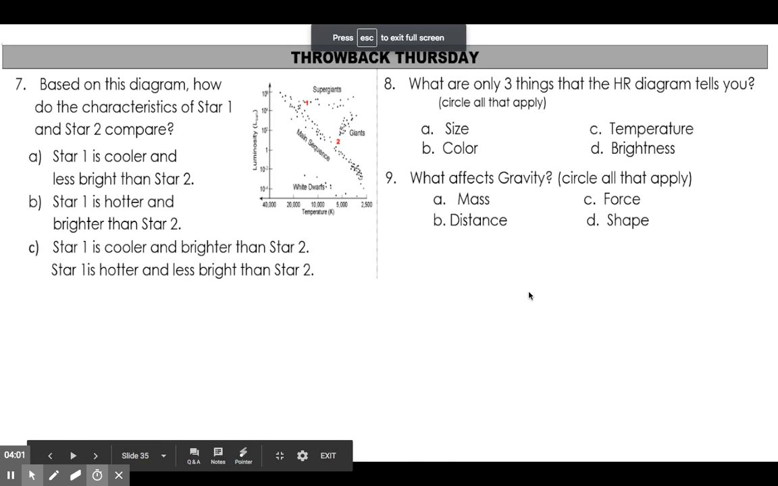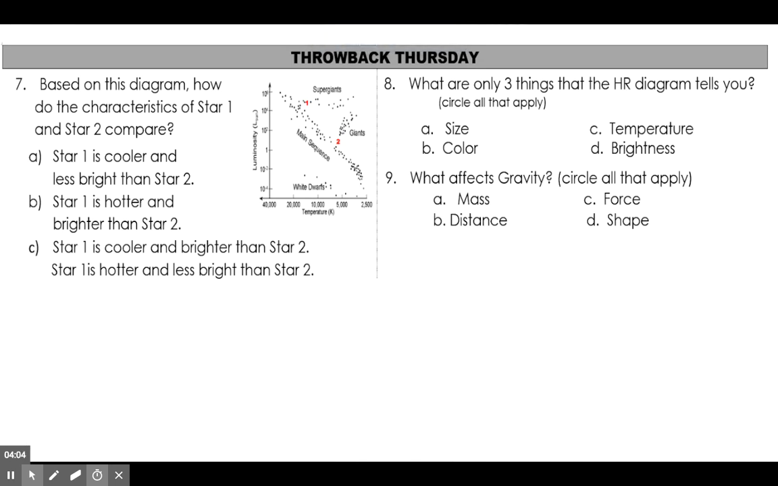Based on this diagram, how do the characteristics of star 1 and star 2 compare? All right, so here's star 1. Star 1 is at the top, so we would say that it is very bright. And the temperature is hotter than star 2 because star 1 is further to the left. Star 2 is dimmer because it's at the bottom, and it's cooler because it's further to the right. Okay, so number 7 is B.